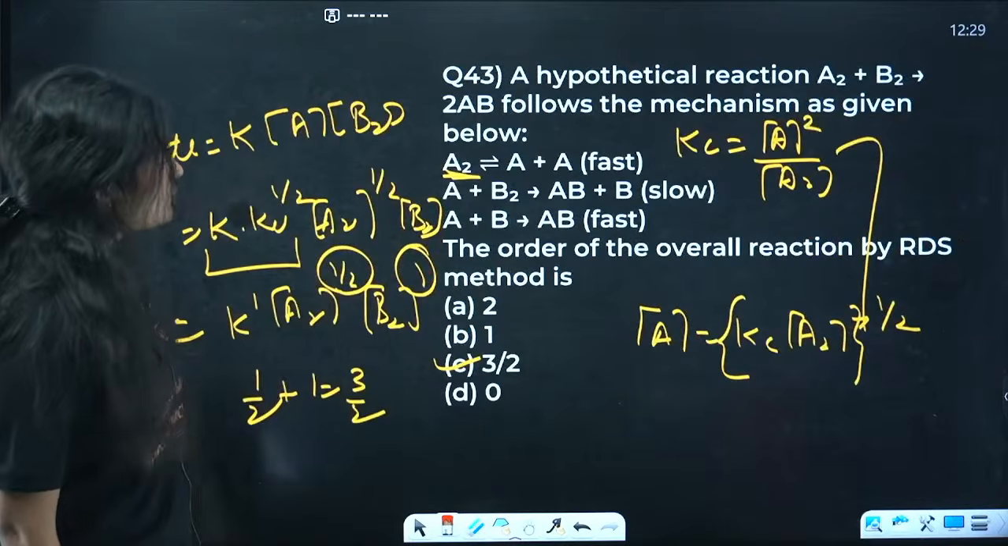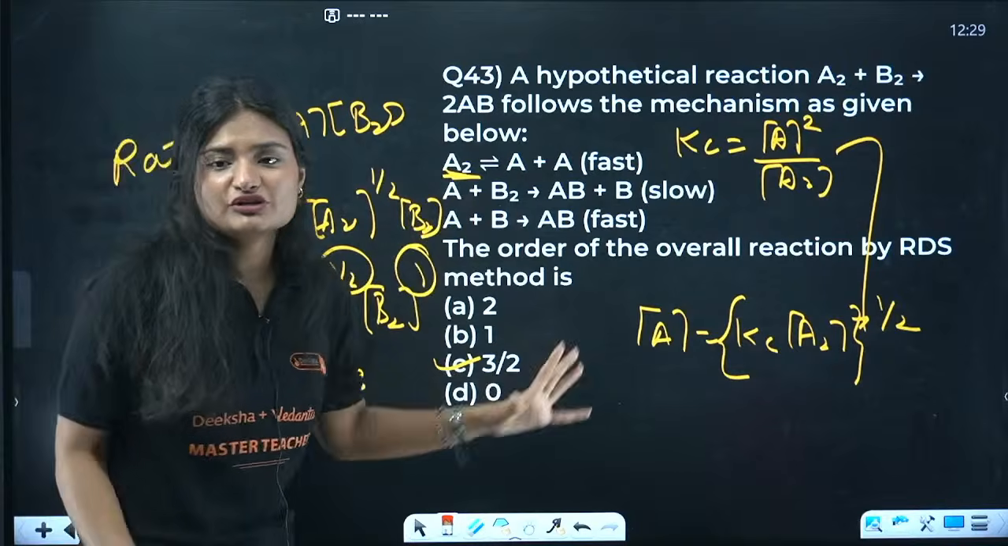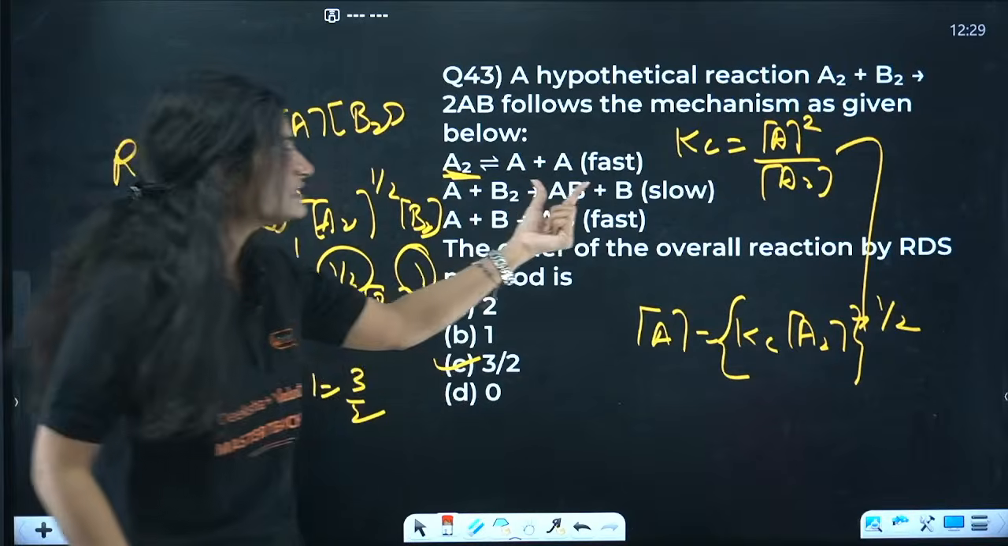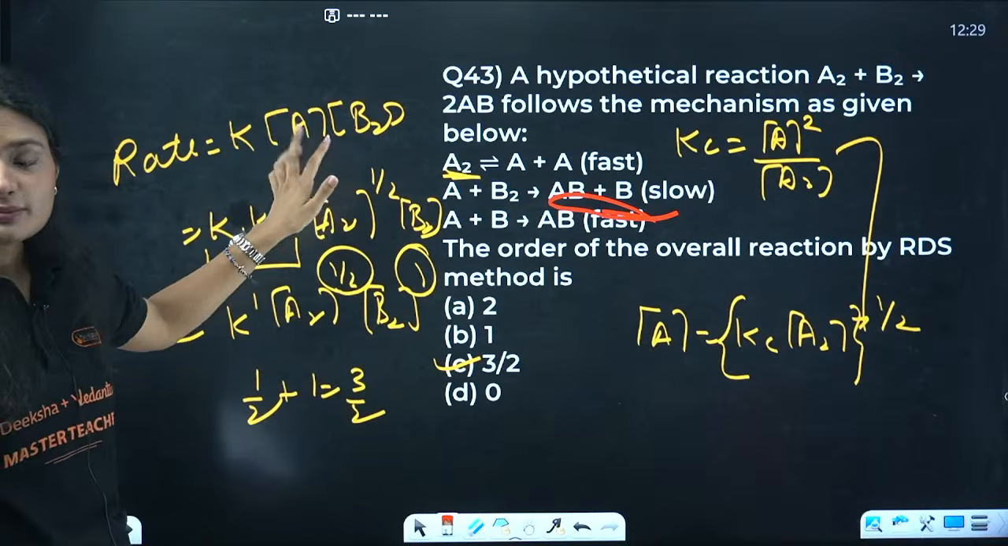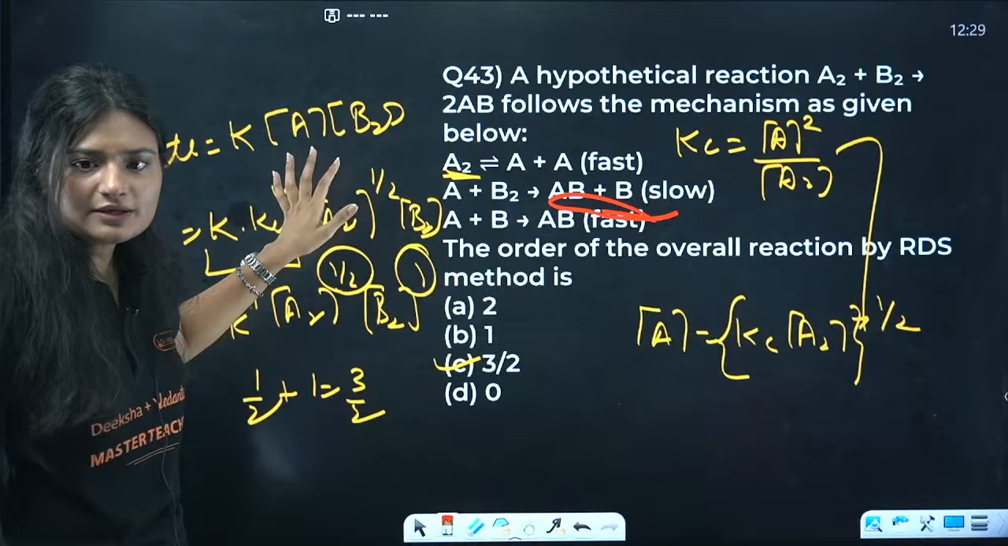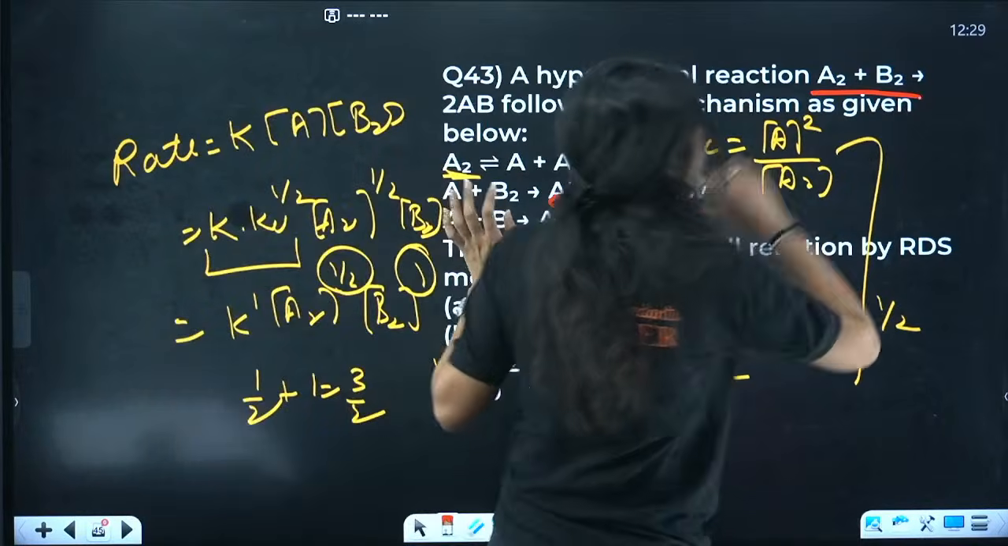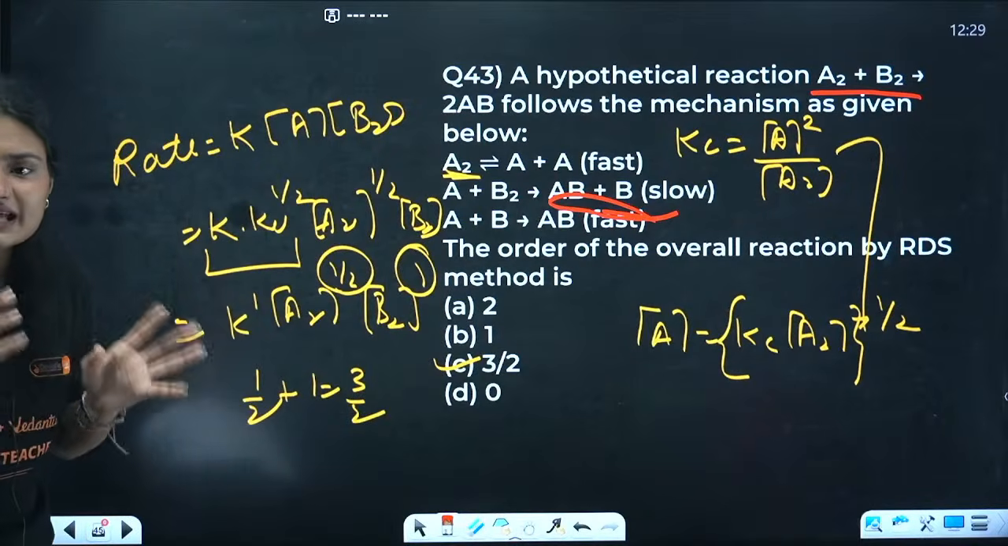Okay, next question, hypothetical reaction. Again, whenever you're talking about order of the reaction, look for the slowest step. Slowest step is this, right? So rate law will be written in terms of this, but we don't know A because A is an intermediate. Because see, this is the reaction, A2 and B2 is the reaction. So what will we do?